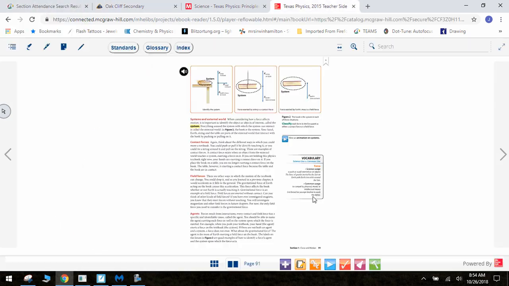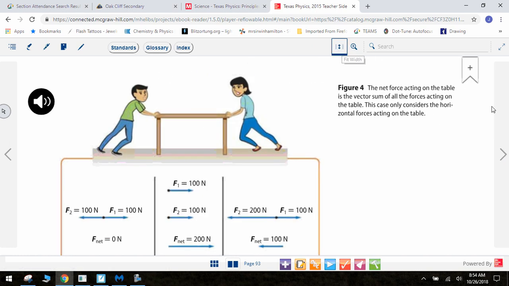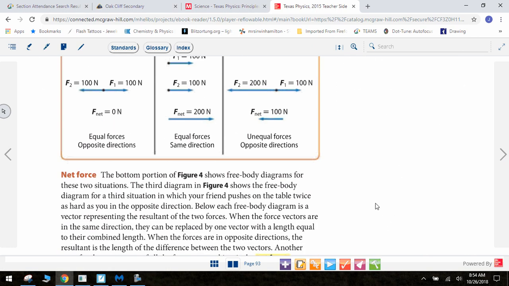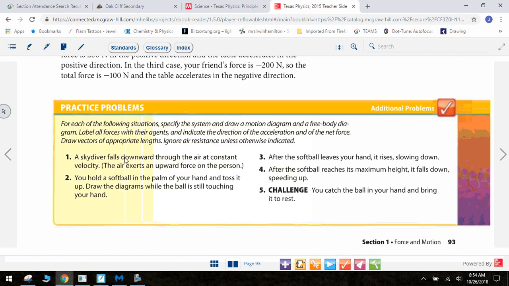Okay, so we're inside the book. Let's look at this first section, see how things go. First section, we had these. A skydiver falling downward through the air at a constant velocity. These are just making free body diagrams. I think most people did really good on this section, but these are definitely going to be on the test. Whether they're standalone questions or whether they're questions that are partial credit for drawing the free body diagram correctly, things like that. So make sure that you know how to do these.